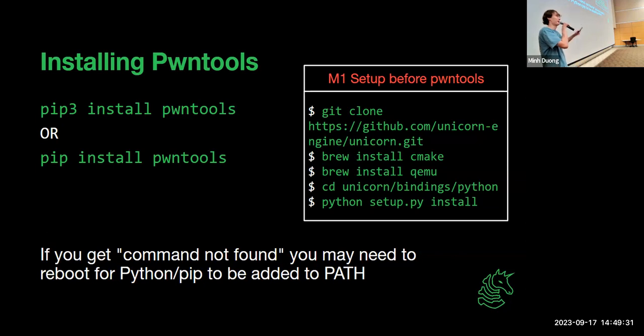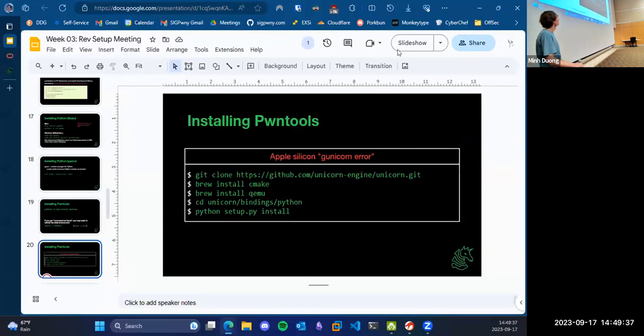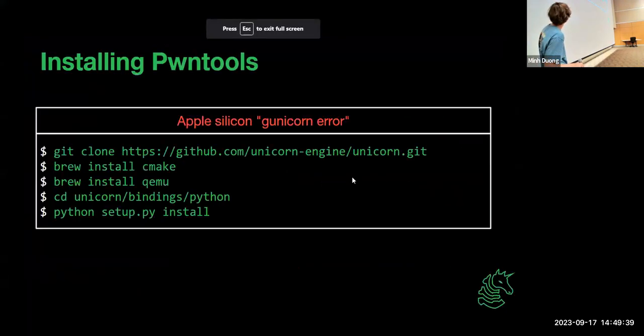Yes, the box on the right is to fix the building wheel error. All right, now that is a nice slide. Thank you, Vince.